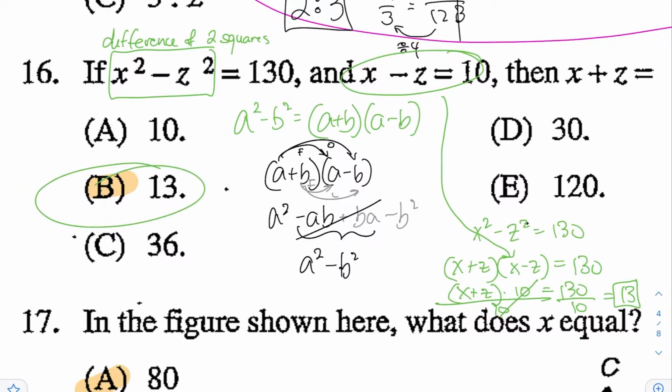That's choice B. So this would be a lot easier than substituting, because you would then have to isolate a variable, then substitute in and factor, and that's a lot of work. If you use a difference of two squares factoring pattern, it does save a lot of time.